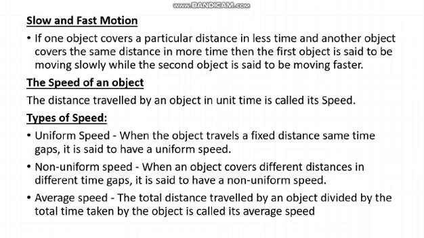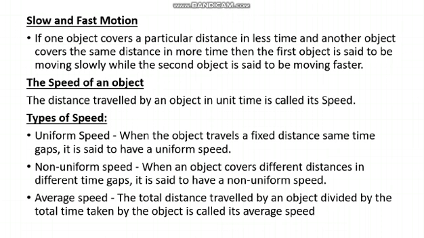Thus, the most convenient way to determine which of the two objects is moving faster is to compare the distance moved by them in a unit time, which is known as the speed. So, the distance travelled by an object in unit time is called its speed. Types of speed. Depending on this, we can say uniform speed, non-uniform speed and average speed. When the object travels equal distances in equal times, it is said to have a uniform speed. Non-uniform speed. When an object covers different distances in different time gaps, it is said to have non-uniform speed.